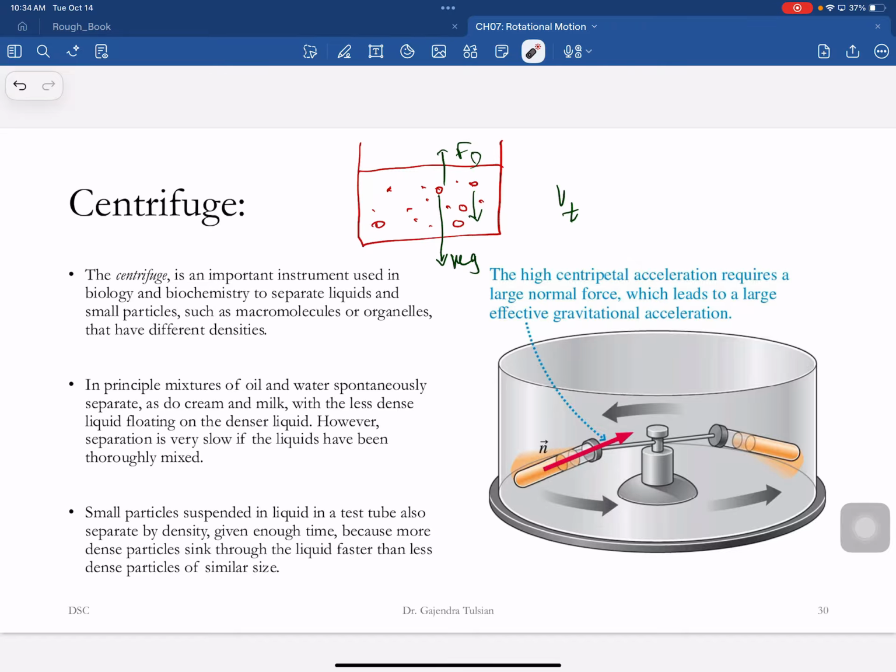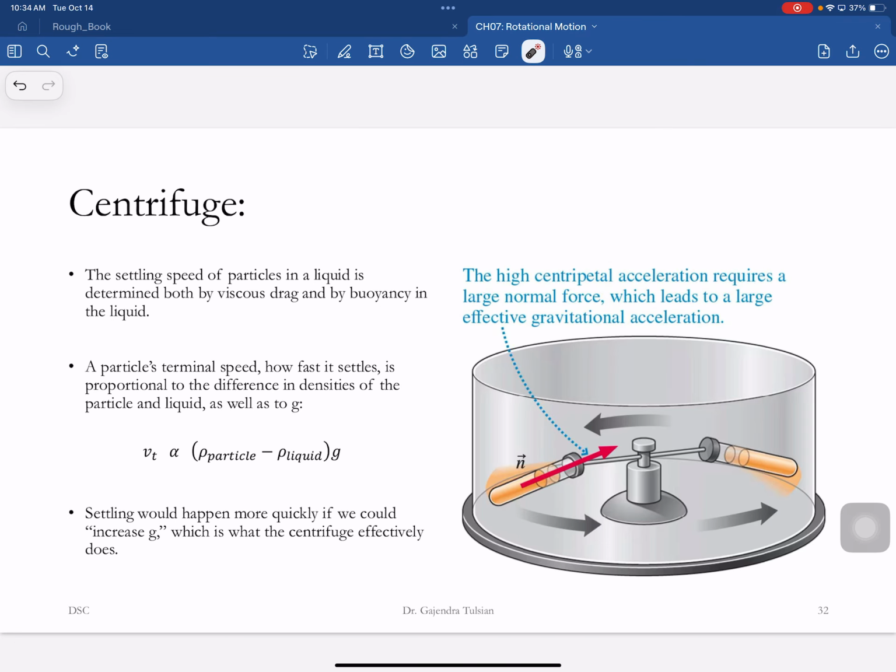So the terminal velocity for those particles is proportional to the particle density minus the liquid density. If your particle density is the same as the liquid density, you couldn't separate the particles. You can only separate different density particles. That is times the acceleration due to gravity. So if you want this terminal velocity to be greater, this is something you can't change. That's a property of the material. All you can do is change this, make the gravity artificially stronger.